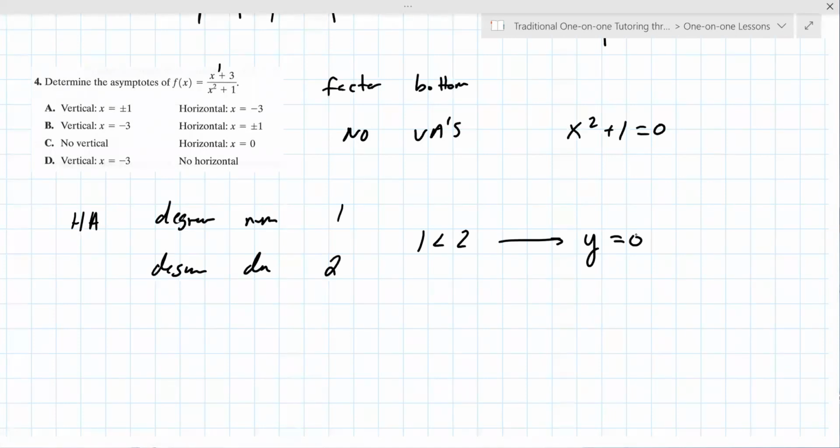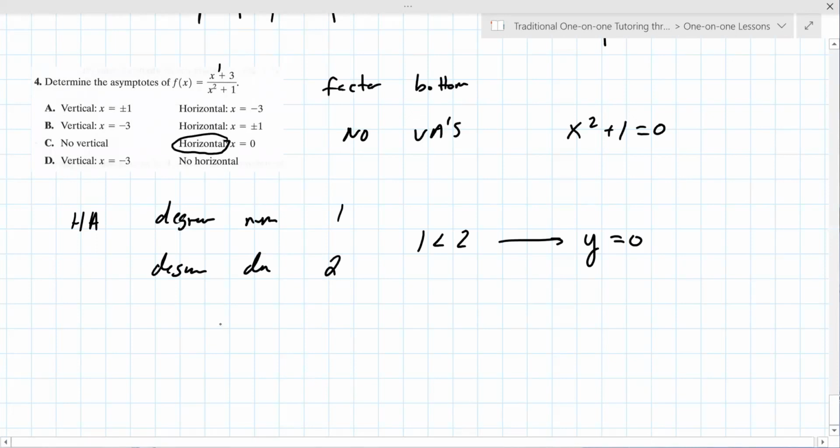So this is not correct. That's weird. The answer is C, and they have an error here, by the way. You can tell your instructor about that. It's y equals 0, not x equals 0. So maybe get some credit for that.